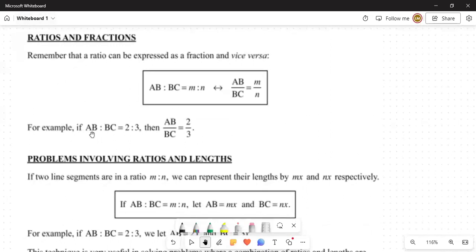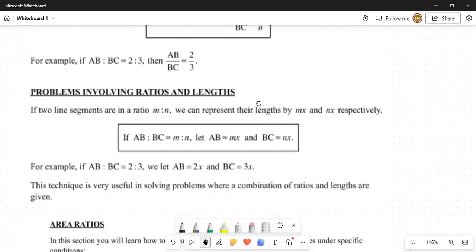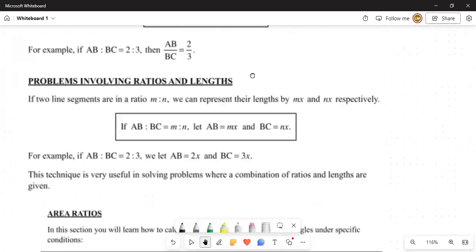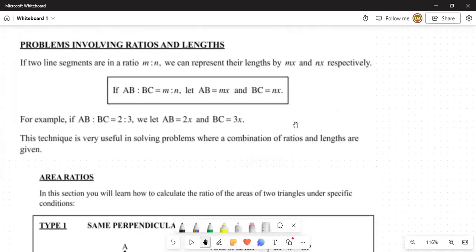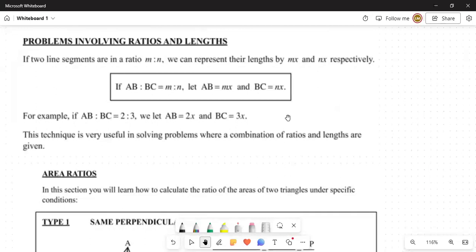You should understand that if I have something that is written as AB to BC is 2:3, it means that AB over BC is equal to 2/3 in this way, right? And we need to understand that ratios do not necessarily show us the length. They show us the relationship with regards to the length. So let's look at here.